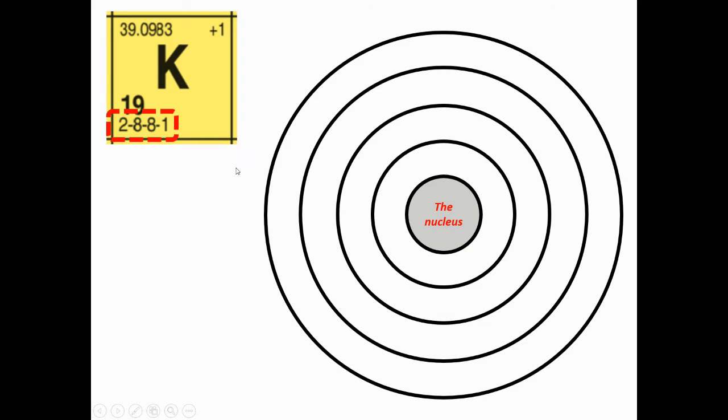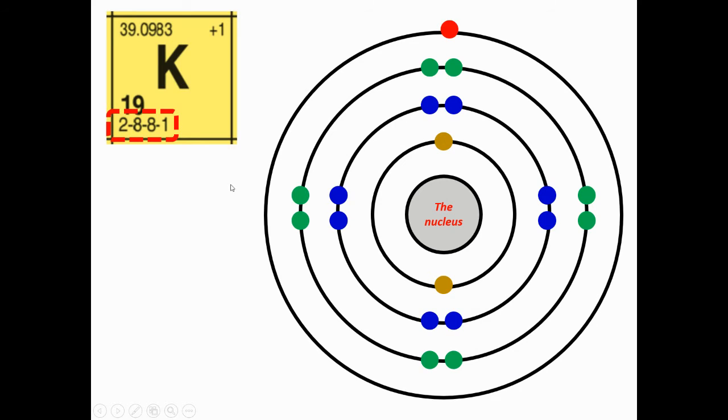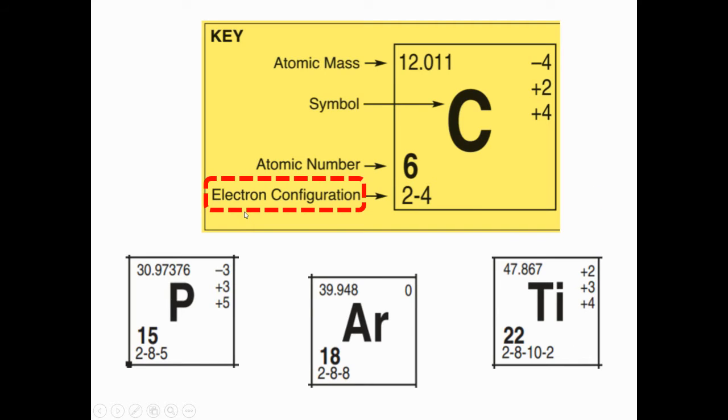Here's K, or potassium. It has 4 shells of electrons in a pattern 2-8-8-1. So there's the 2 in the first shell, and then 8 in the second shell, and then 8 in the third shell, and 1 in the outermost shell. Okay, 1 electron in the outermost shell for potassium. All right. Now, you can be reminded of this by looking at the key in your periodic table. It tells you this little code here is the electron configuration or the electron arrangement.